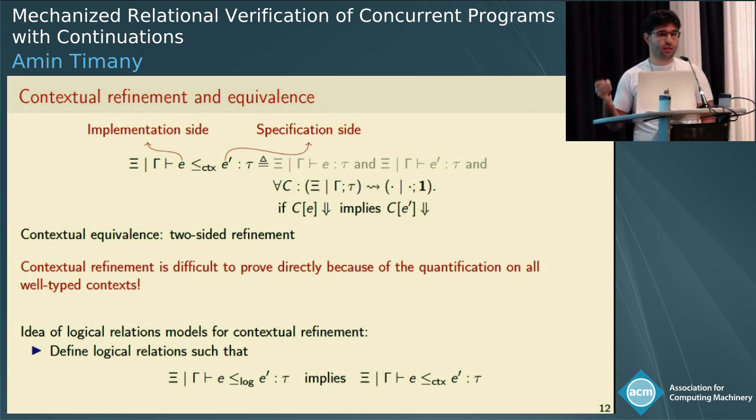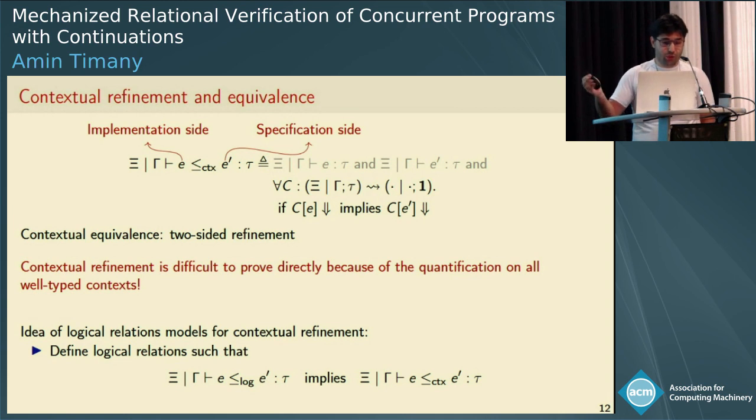And this condition is actually a lot stronger than it meets the eye at first. It is actually that any behavior that E shows, you should also be able to observe from E prime, right? Because otherwise you would distinguish the two and terminate in one case and not terminate in the other case and violate the property. And for that reason, we actually refer to the left-hand side of the refinement as the implementation side and the right-hand side as the specification side. And contextual equivalence is just basically two-sided refinement.